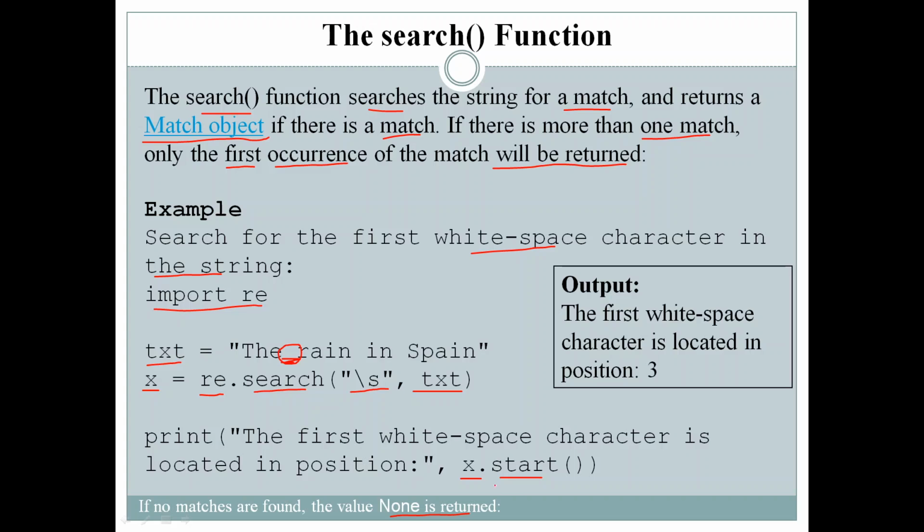Okay, looking at this program, what it will return: you can see the output is that the first white space character is located at position 3. If you look at this, you will get to know it is at position 3, which starts from 0. Okay, this is about the search function.